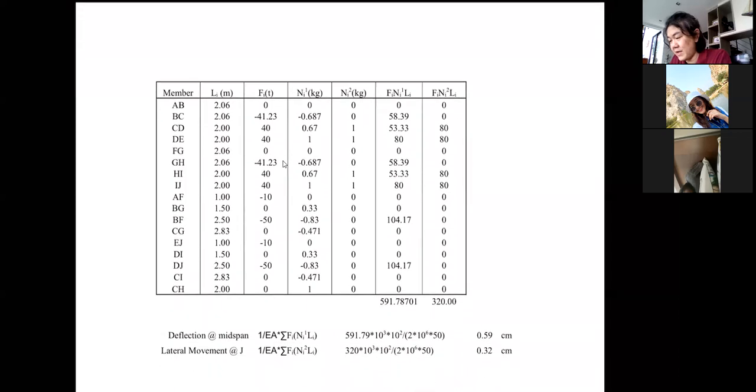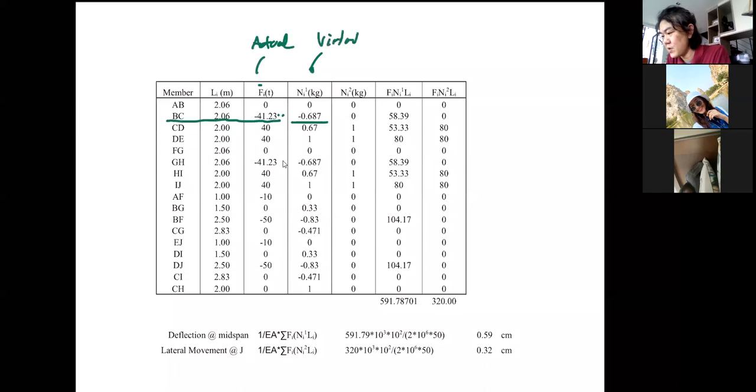Because in the end, you're multiplying everything. So this is the member BC that we've done momentarily. I have the length, I have the actual response, which will lead to the calculation of the actual deformation, and then I have the virtual response. So I can multiply everything together. Let's say I call this F for the actual, and this N for the virtual. So in the end, the internal work for member BC becomes F of BC, L of BC over AE, and then multiplied by N. Basically you multiply everything together and this is the result. That is the internal work done by member BC, and you do it for every member.